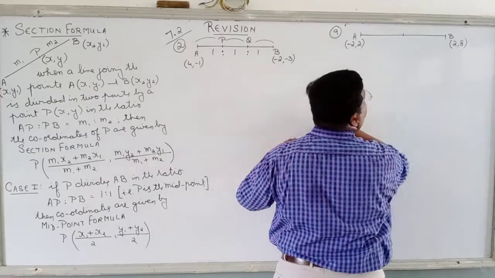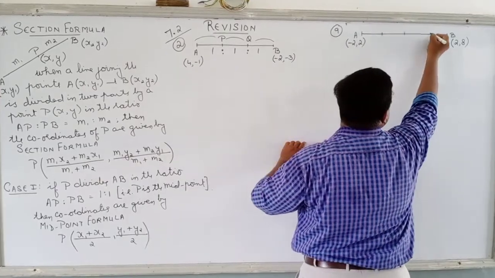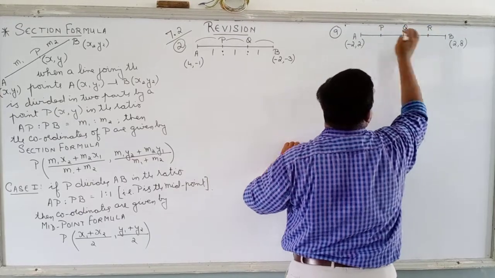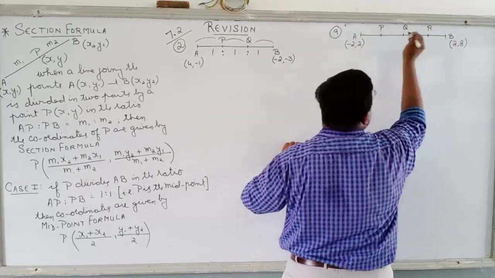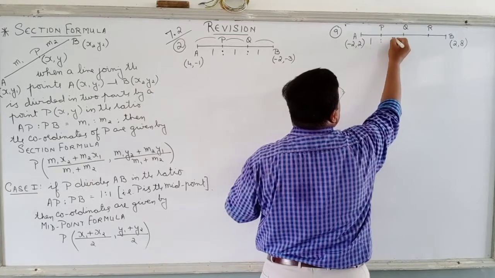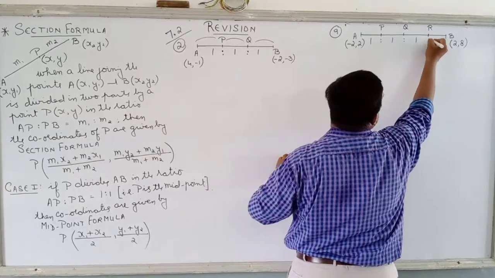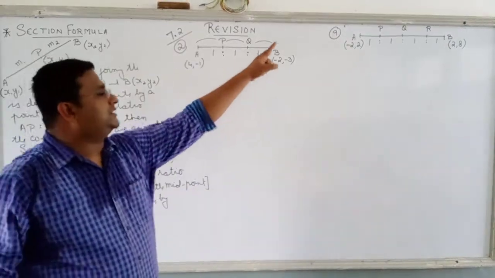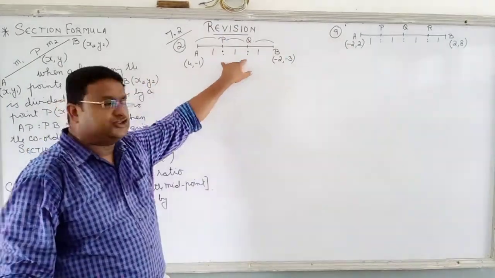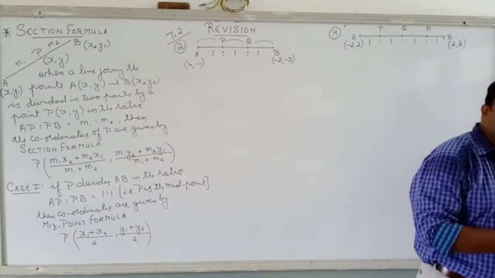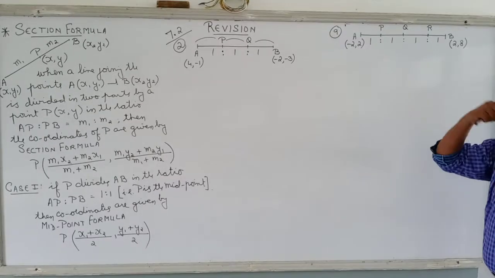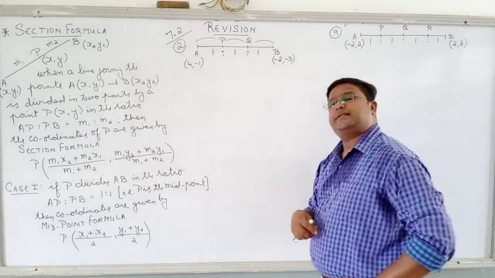So 4 equal parts, can you see? This is the half and then this and this. Now 4 equal parts, P, Q, R. All these parts are equal. The ratio is 1 is to 1 is to 1 is to 1. The only difference between this question and that question is that here it is trisection and here it is 4 equal sections. Clear? Both the questions we can do by any of these methods.